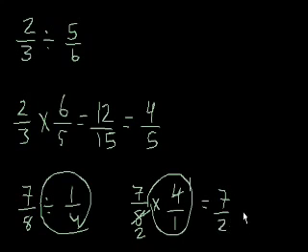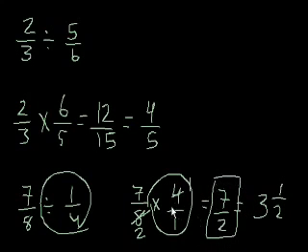Or if you wanted to write that as a mixed number, this is, of course, an improper fraction. Improper fractions have a numerator larger than a denominator. If you wanted to write that as a mixed number, 2 goes into 7 3 times with the remainder of 1. So that's 3 and 1/2. You can write it either way. I tend to keep it this way because it's easier to deal with.